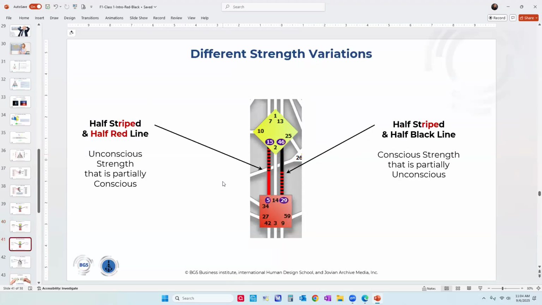Another combination could be a half red and then a half striped, or a half black and a half striped. So again, this combination of conscious and unconscious strengths that are showing up.